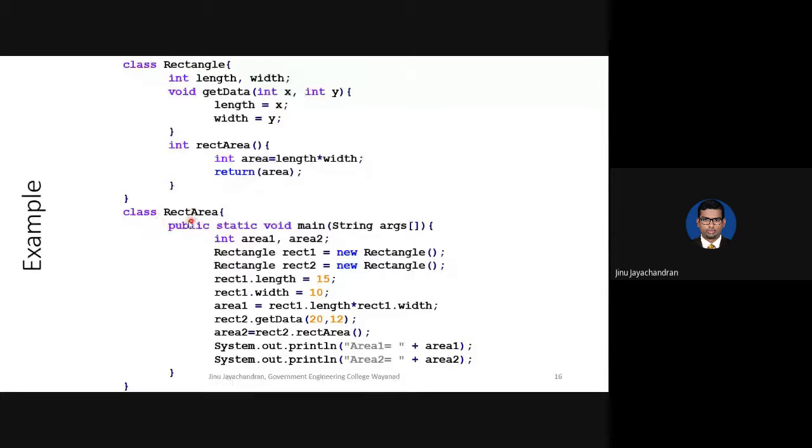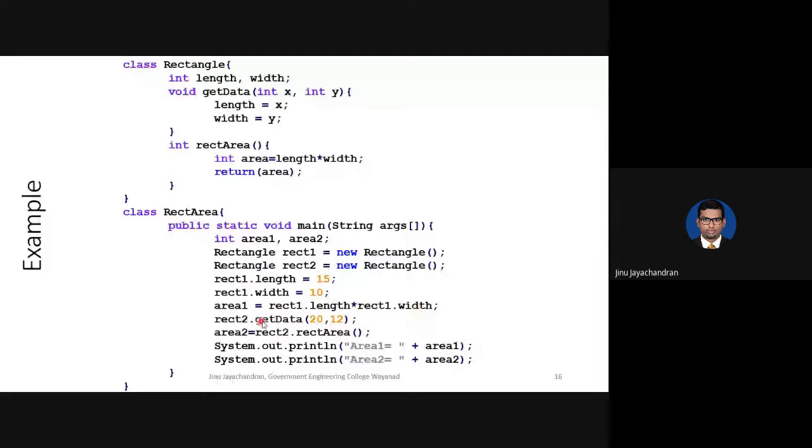In the class RectArea, you have defined the main function. You have two variables, area1 and area2, of integer type. You are creating two objects, rect1 and rect2, using the new operator and the class name. And you are assigning the length of rect1 as 15 and the width of rect1 as 10. Then you are calculating the area. So area1 is rect1 dot length into rect1 dot width.